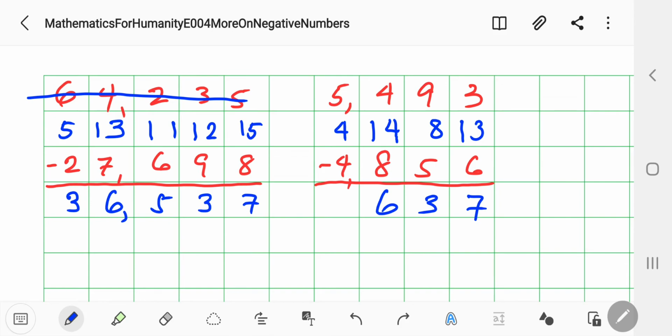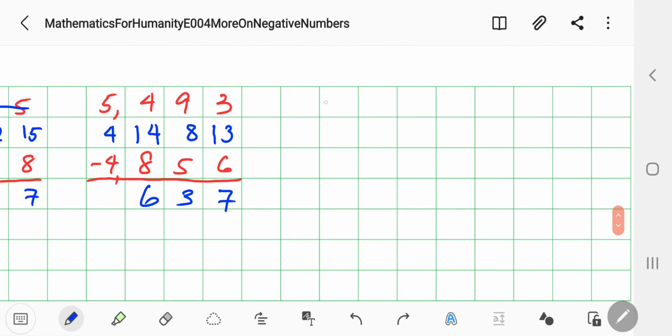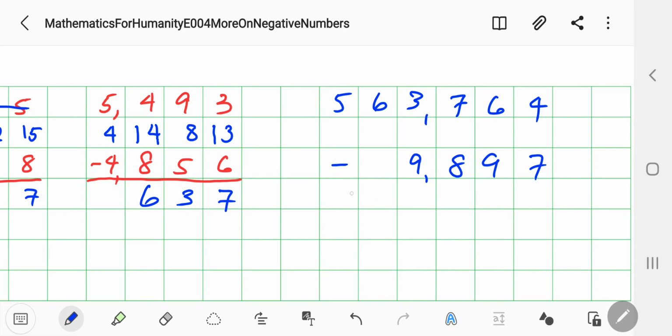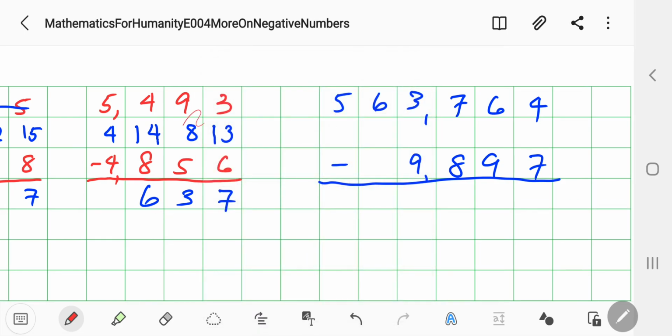And we can also do this one here. 563,764 minus 9,897. So how do we get the difference? So here we write, by the way, don't forget to cross this out when you have written the number.